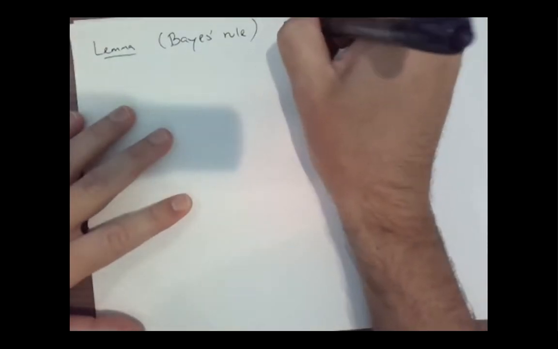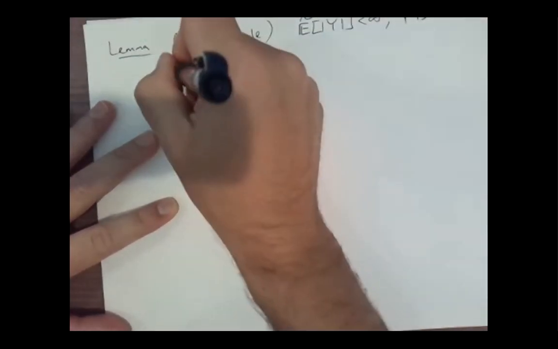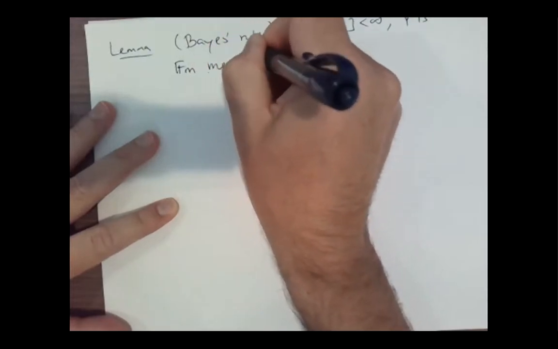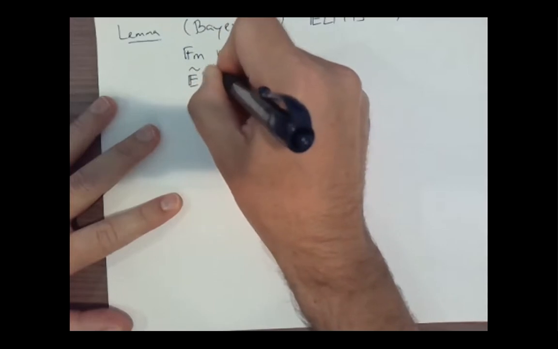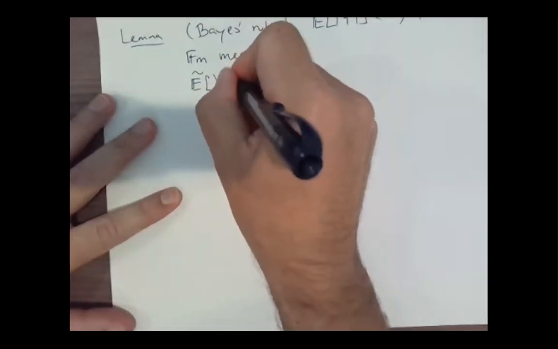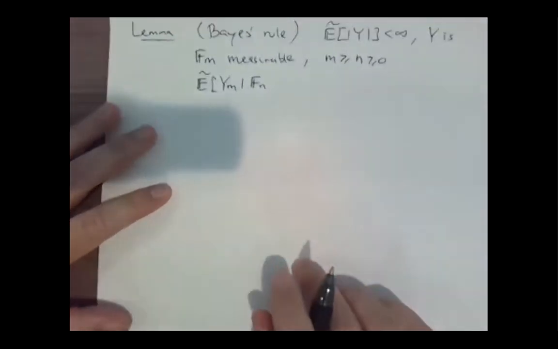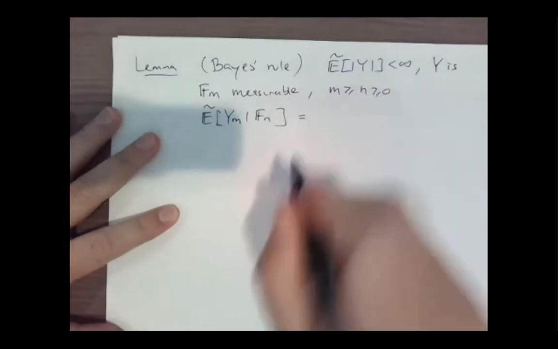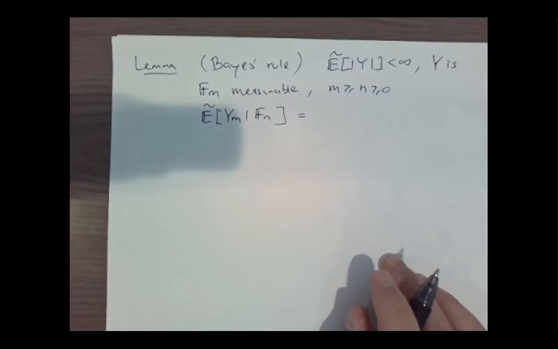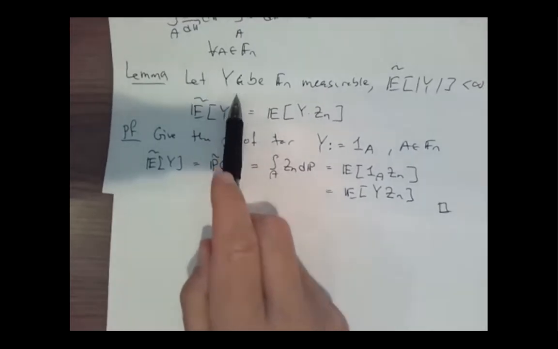Again, you take a random variable, you make the assumption that under the tilde measure you're finite, and you assume that Y is this time Fm measurable. Then what you're interested in calculating is not the expectation anymore, but the conditional expectation. So you pick an m which is bigger than n, and you want the conditional expectation under the tilde measure. It's a little different than the formula we had before because before we did not condition. That was just the unconditional expectation. Now we're computing a conditional expectation.